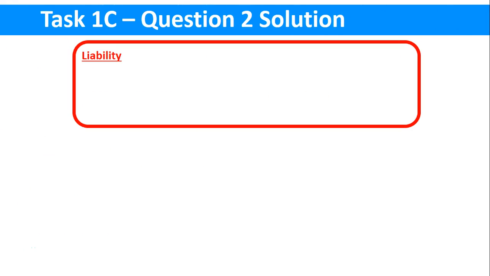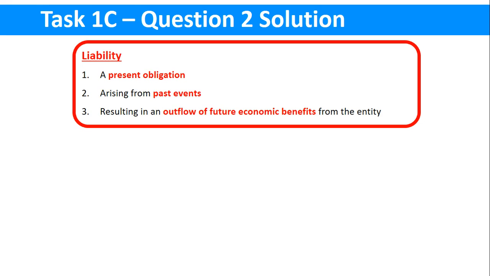Looking at whether that is a liability, the definition of a liability is really important. So it's got 3 parts to it. The first part is a liability is a present obligation. It must arise from a past event. And lastly, it must result in an outflow of future economic benefits from the entity. So what we're going to do is figure out, does the creditor selling us goods on credit today meet the definition of a liability?